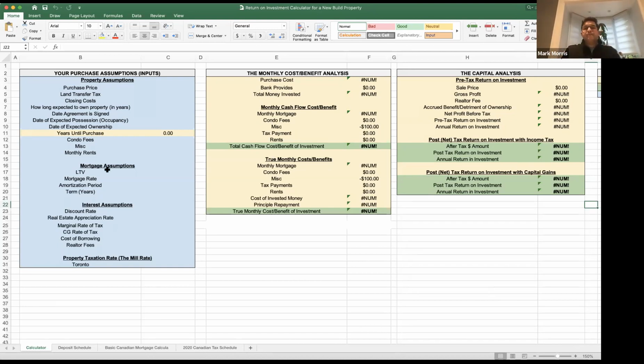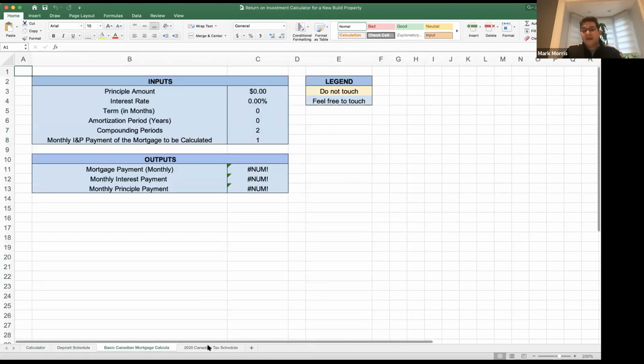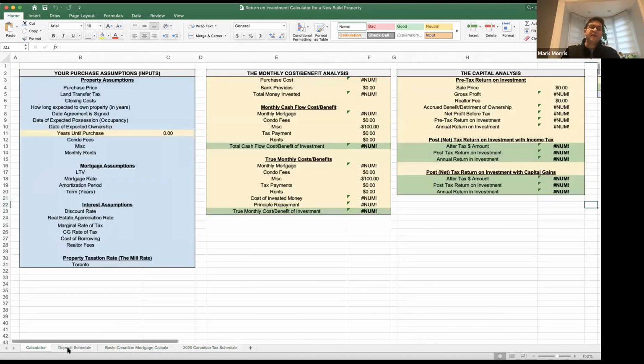But basically, the way I set out my spreadsheets, the way I would encourage you to set out your spreadsheets, is that all of the digestible information, all the information that you may care about, is set out on this front screen. In this case, you'll see that here's our assumptions that we're putting in, and then here's our analysis that the spreadsheet produces. It does so powered by these things at the bottom. You'll see it says deposit schedule, basic Canadian mortgage calculator, and the Canadian tax schedule. In other words, this particular screen is going to be pulling information from the next three screens, which are going to power and provide it with the information that is required as we go through our assumptions.